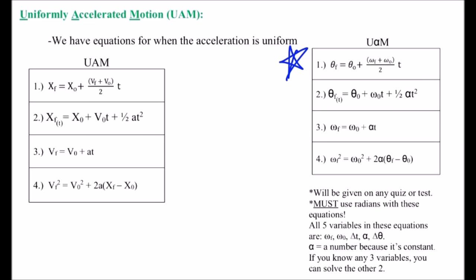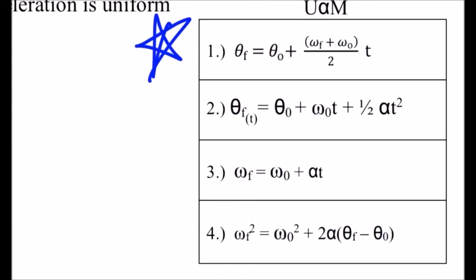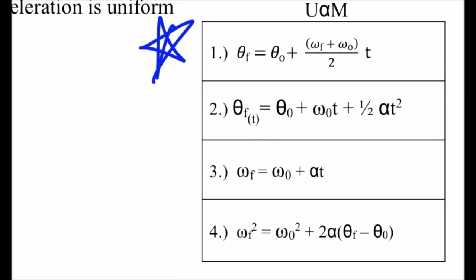So, Garrett. Is that a little f? Can you zoom in on that? Yes, I can zoom in on that. Okay, let's see here. Yeah, it is. All right, so it's omega final minus omega initial divided by 2 times t. Okay? All right, so you need to write those down, okay? These are your U alpha M equations.